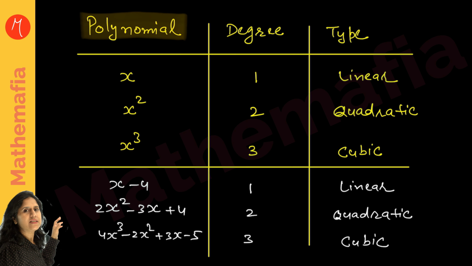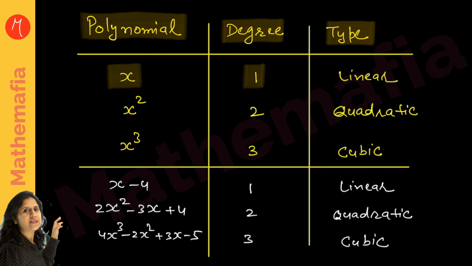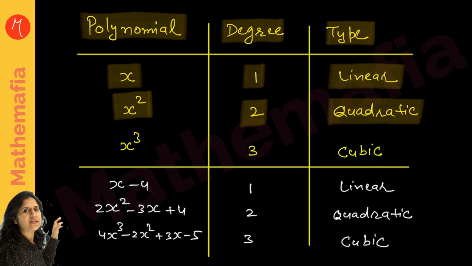Let's classify the polynomials based on their degrees. Here the power of x is 1, so the degree is 1, and such a polynomial is called a linear polynomial. Here the power of x is 2, its degree is 2, and such a polynomial is called a quadratic polynomial. Here the power of x is 3, so its degree is 3, and such a polynomial is called a cubic polynomial. Now let's look at some more examples.